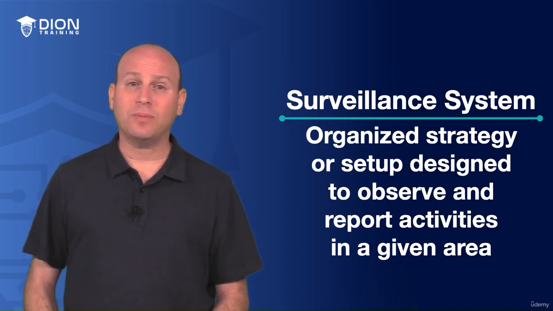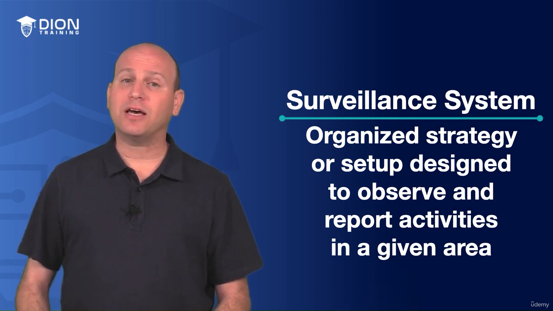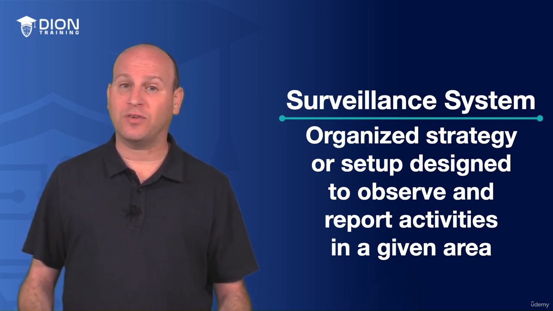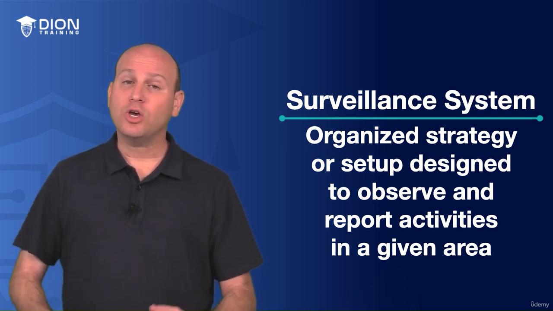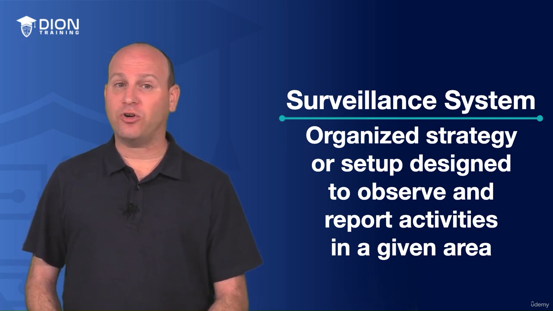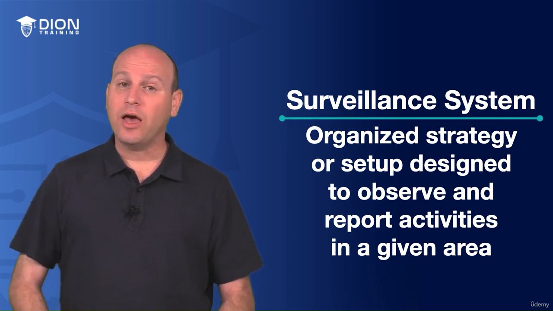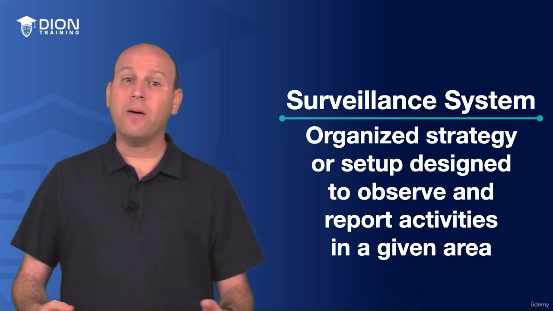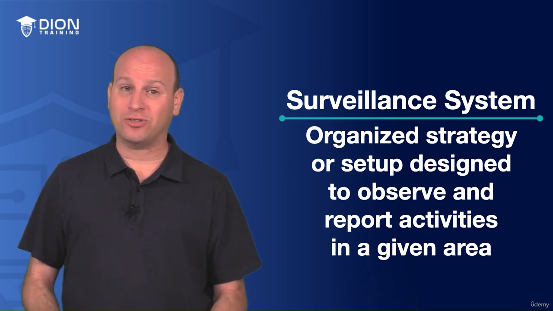A surveillance system is an organized strategy or setup designed to observe and report activities within a given area. These surveillance systems usually are made up of video surveillance, security guards, lighting, and sensors. And we're going to explore the various ways an attacker might try to trick your surveillance systems and your sensors.